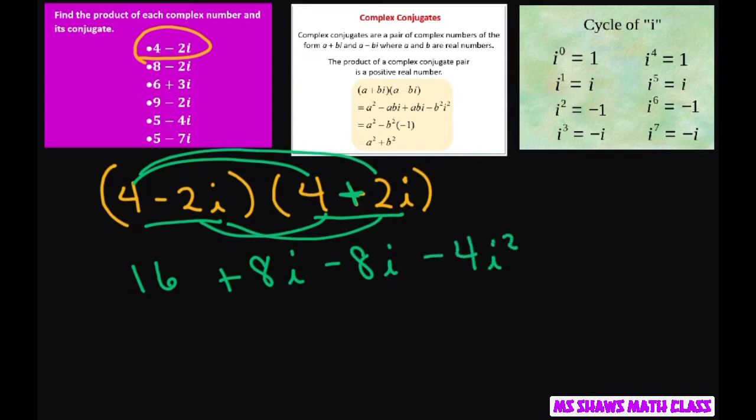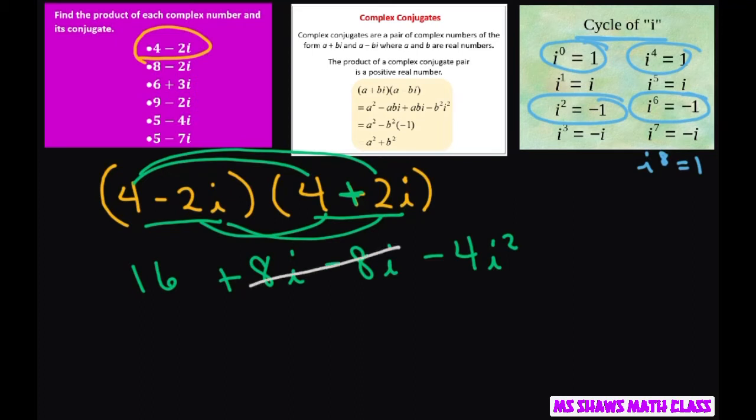Now, for these, you need to know that i squared equals -1. This is the cycles of our i's. They repeat every 4. So, for example, i to the 8th equals 1. So, every 4 equals 1, and then it just repeats. So, i to the 6th is also i to the -1. So, what happens is this middle term goes away. So, you have 16 minus 4 times -1, which equals 16 plus 4, which equals 20.